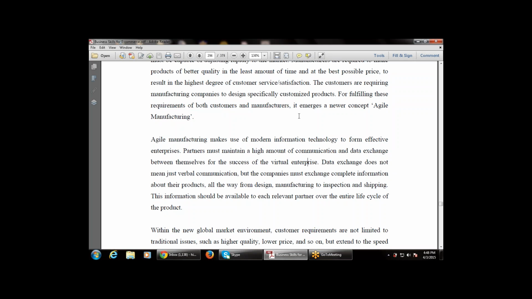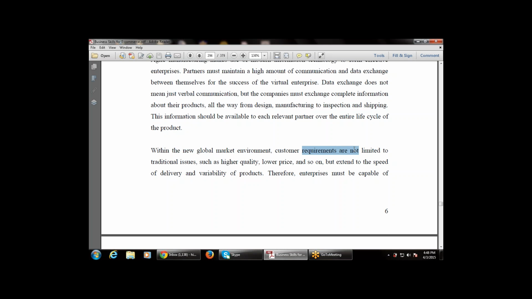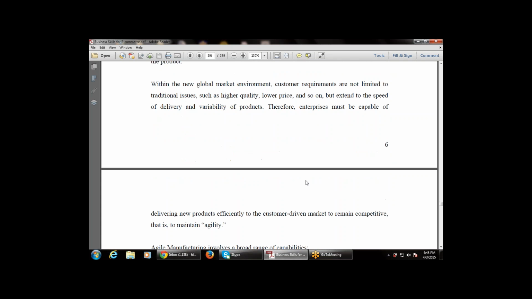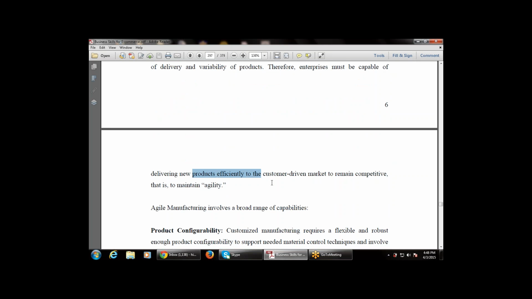Within the new global market, customer requirements are not limited to traditional issues such as high quality and lower price, but extend to the speed of delivery and variability of the product. Therefore, enterprises must be capable of delivering new products efficiently to the customer driven market.